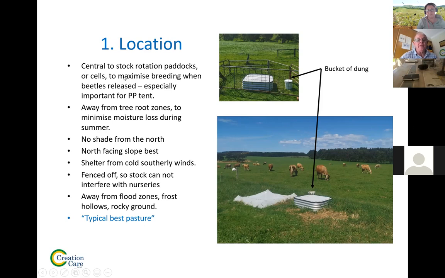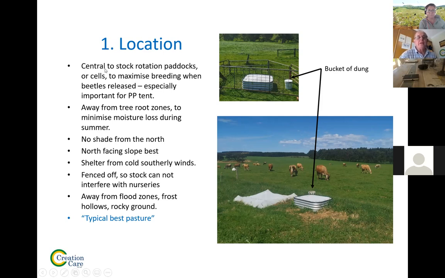Now, the location of the nurseries, particularly the PP tent, so there's your SCN, there's your PP tent. The location of the nurseries needs to be where you're going to be able to open them to release beetles. So you can see they're right next to the cattle here, and you can open that tent and the beetles will fly up and there's dung all in there from those cattle. And so the location of the PP tent is critical, that it is near where you're going to release your cattle. You can have your SZ in a different location. I think it's better in the same location because you're testing that breeding ground, but it doesn't matter so much. The critical thing is that you have your PP where the stock are going to be when you open it.